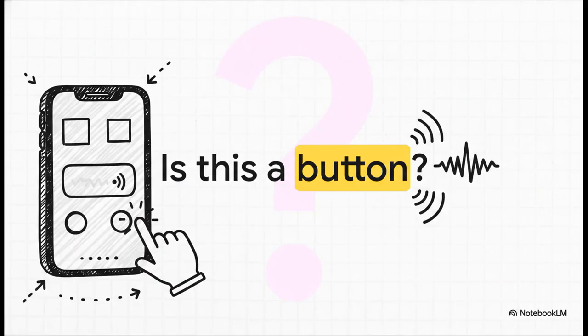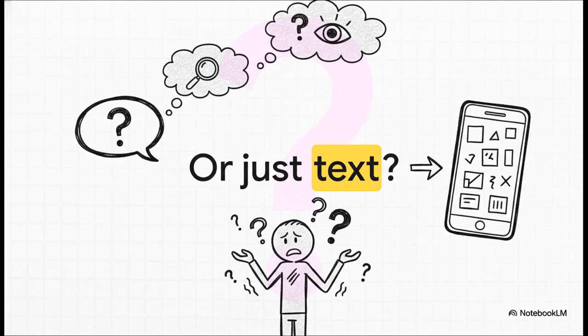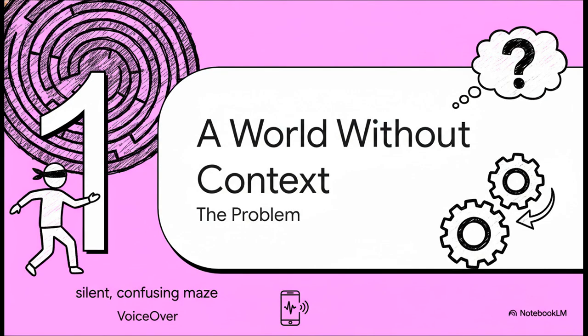Okay, so picture this. You're using an app, but you can't actually see the screen. You navigate to an element, and your screen reader tells you something is there. But what is it? What does it do? Is it a button you're supposed to tap? Or is it just some static text, a label or maybe a title? Without that key piece of information, you're basically stuck. You have no idea how to interact with the app, and that's got to be incredibly frustrating. And that right there is the core problem we're tackling.